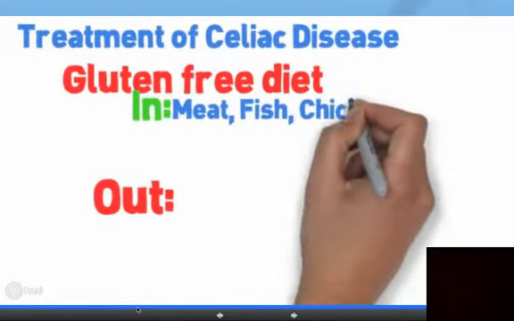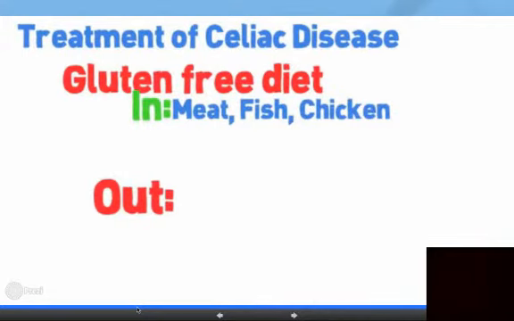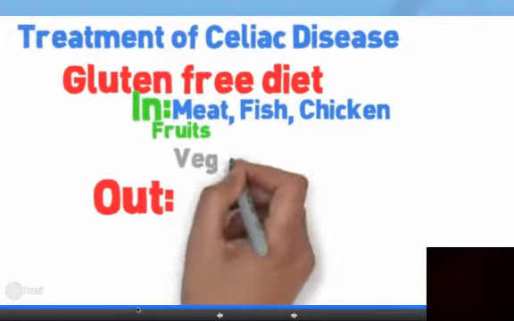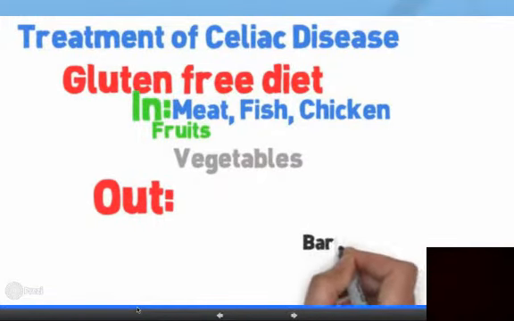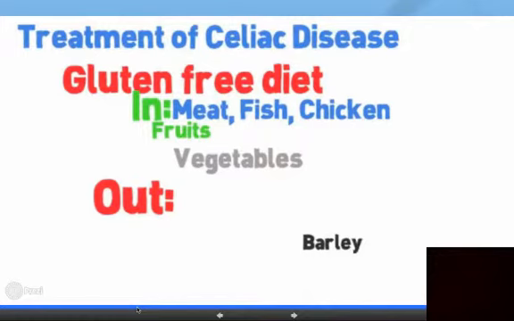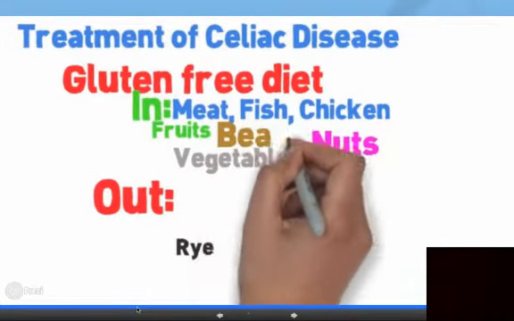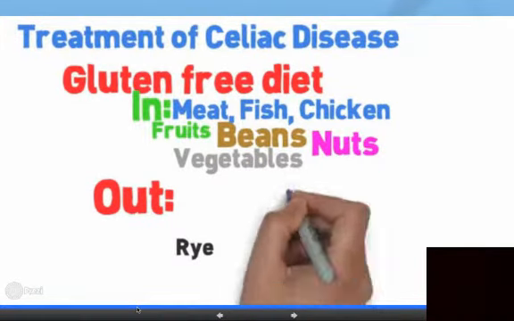you can eat meat, fish, chicken. Those are perfectly fine as long as they're not breaded or anything added to them. Fruits are okay. Vegetables are definitely okay. Again, as long as nothing's added to these. Barley and rye are two things you really need to avoid. Nuts are perfectly fine for a gluten-free diet, and then beans also are very good for a gluten-free diet.